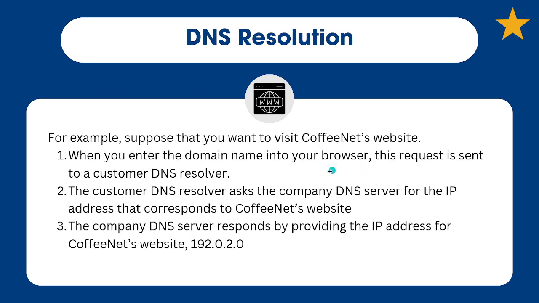So DNS is just how addresses actually work on the internet. We don't have to take a super deep dive, but just know how DNS works at a high level. For example, when you want to visit CoffeeNet's website, you enter the domain into your browser. It's sent to a customer DNS resolver. The resolver asks the DNS server, hey, what's the IP address for CoffeeNet? And then the DNS server sends back the actual IP address that corresponds with the CoffeeNet website. The company DNS server responds by providing the IP address for CoffeeNet's website, which in this example is 192.0.2.0.